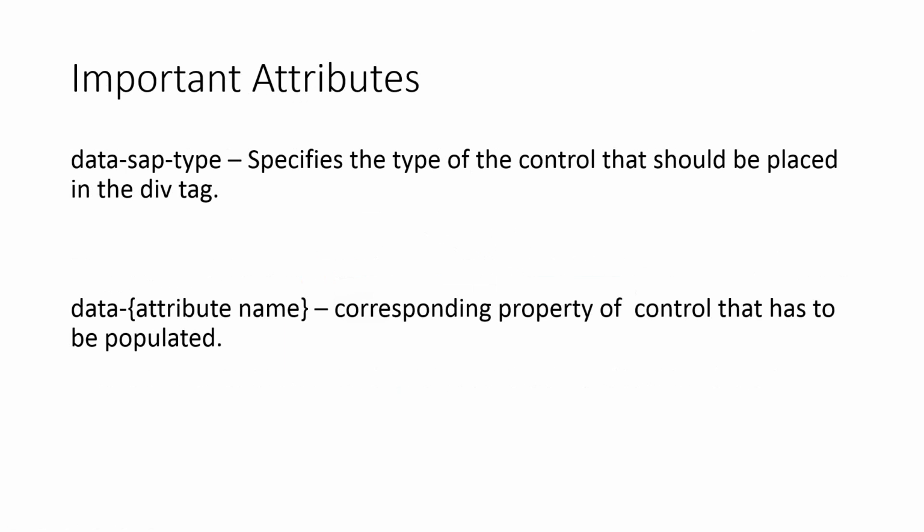Now the other attribute is data- followed by the relevant attribute of the corresponding control. Say for example, for a label control, we have discussed some of the important properties like ID, labelFor, text. Whereas for the input field, we have discussed some of the important properties like value, required, and so on. How we are going to pass the values to the div tag is that using data-id, I will pass the ID value. Data-label-for, I will pass the labelFor value. Data-text, I will be passing the text value. If I want to set a default value to the input field, then I will be using data-value. Basically data is the prefix that you use before the property of the control that you are creating.